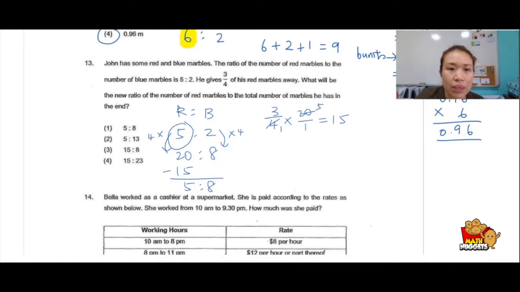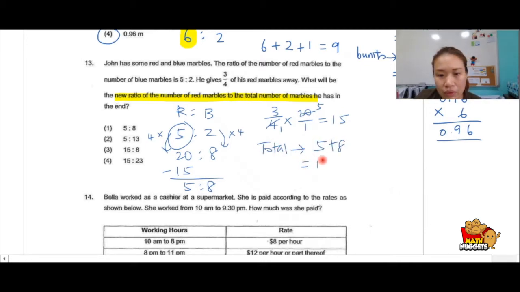But please take note, they want you to find the new ratio of the red to the total number of marbles. So please read that. If red is 5, blue is 8, your total in the end would be 5 plus 8, which is 13. Okay, so the ratio should be 5 is to 13. Option 2.